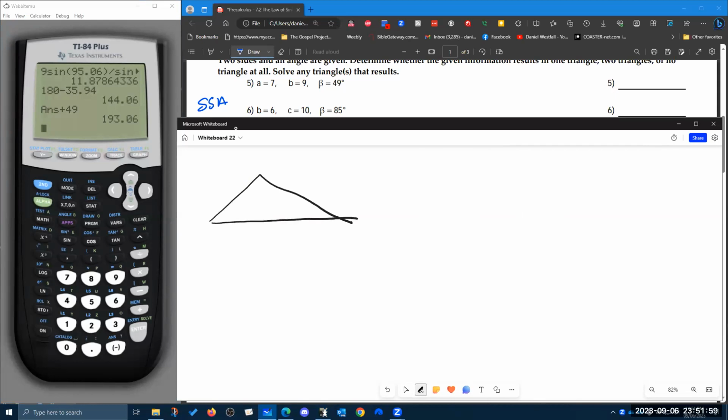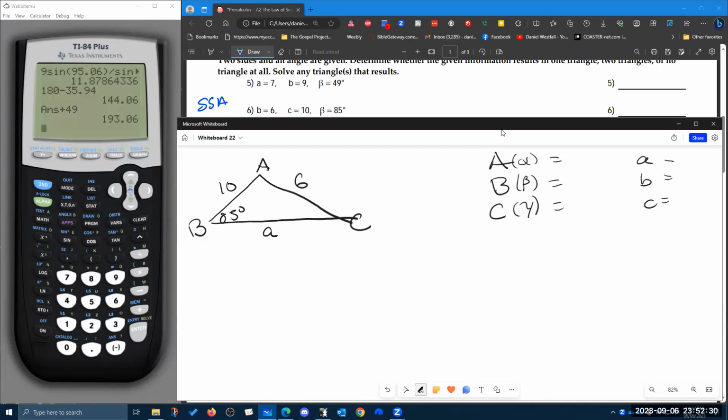So let's draw this. B is going to be 85 degrees. Side B is 6. Side C is 10. So this is B. This is angle C. This is angle A. This is little a. So big A, which is the same thing as alpha to me, big B, which is beta, big C, which is gamma, and then little a, little b, little c for the sides. And this is 85 degrees. This is 6, and this is 10.